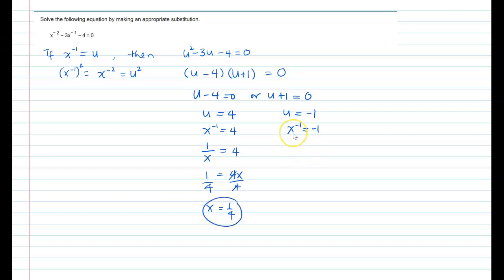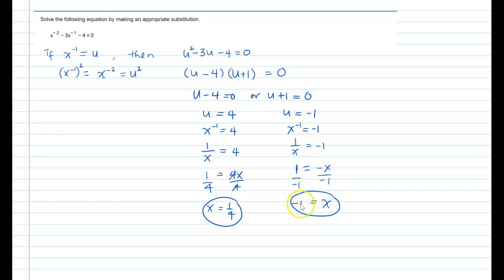Now here, you will have 1 over x. X to the negative 1 is 1 over x equal to negative 1. And so we cross multiply, so you have 1 equal to negative x. Divide both sides by negative 1. So therefore x is equal to negative 1. Those are the two values of x.